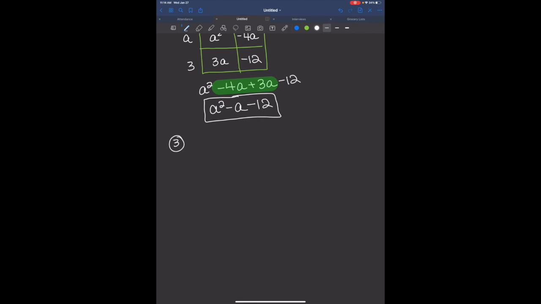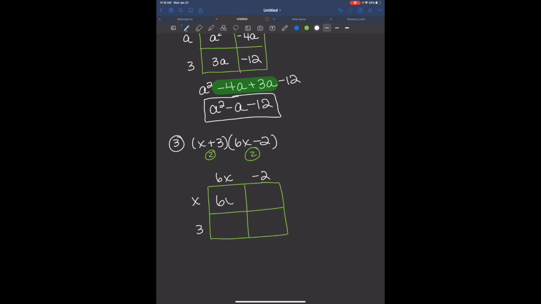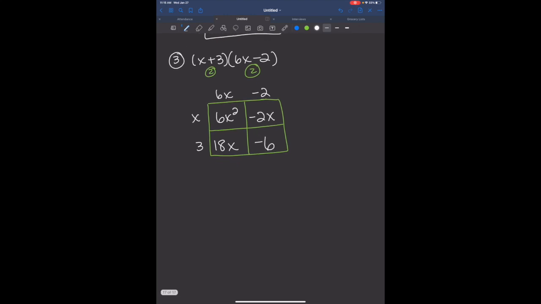For the next one, we've got x plus 3 times 6x minus 2, sorry, and it's a 2 by 2. And then we're just lining them up and multiplying them again. So in the first box, we're going to get 6x squared, and then negative 2x, and then 18x and negative 6. Combine the negative 2x and the 18x to get 6x squared plus 16x minus 6.